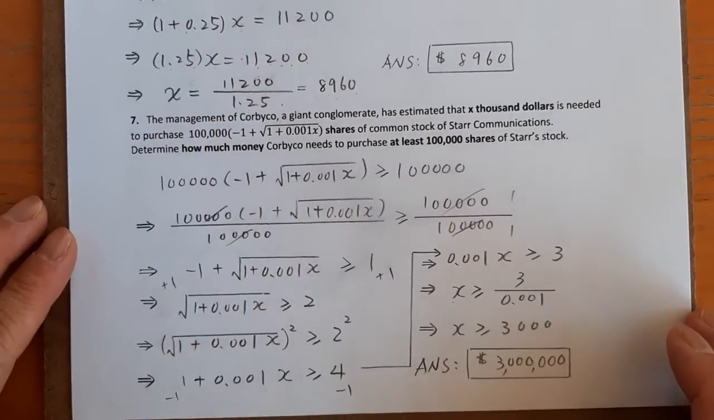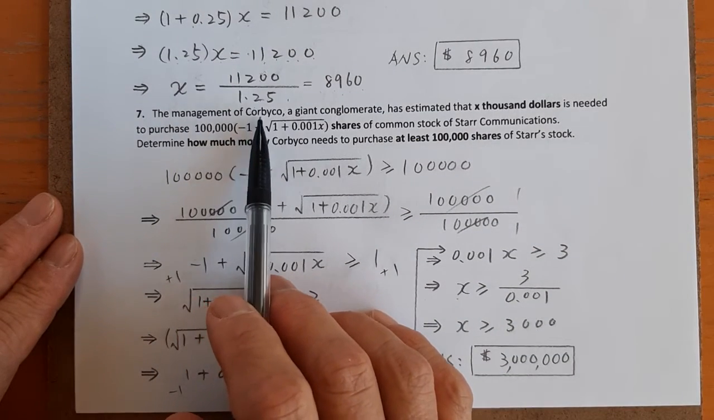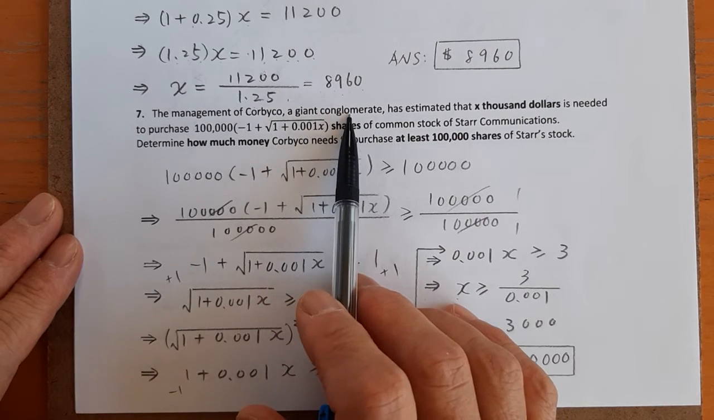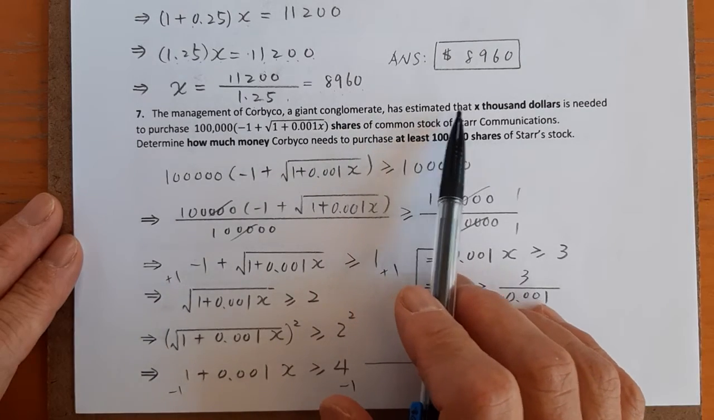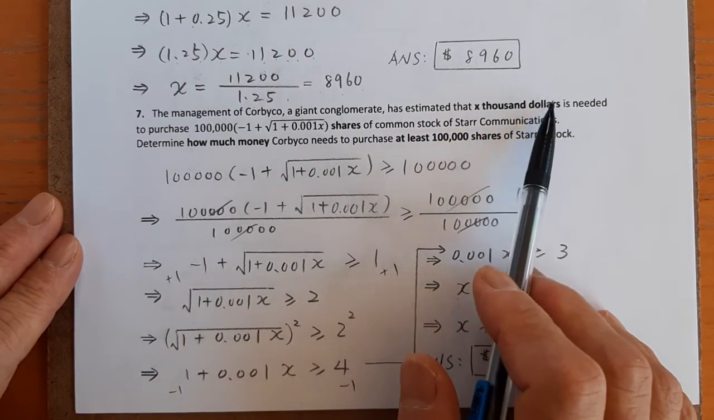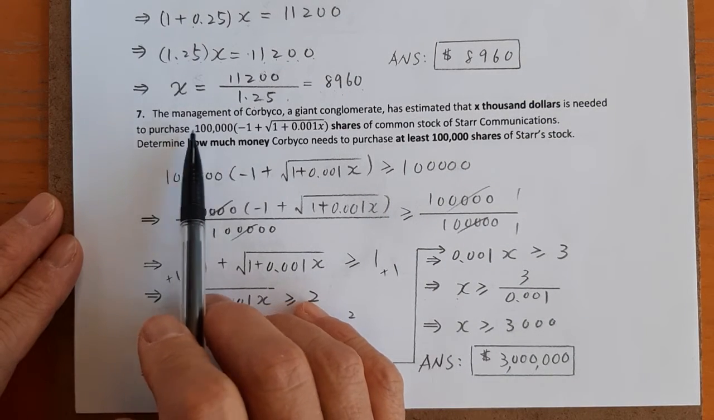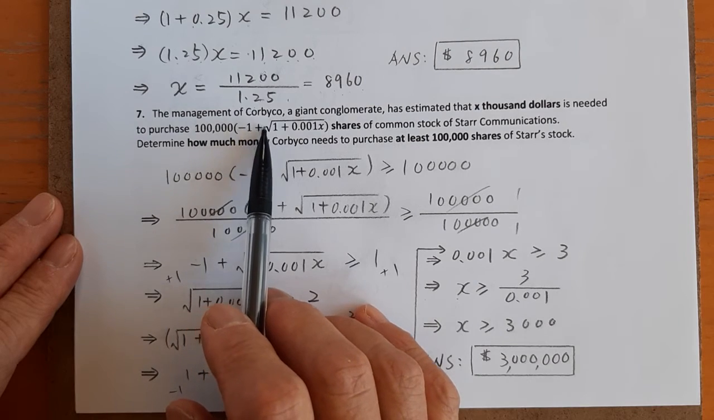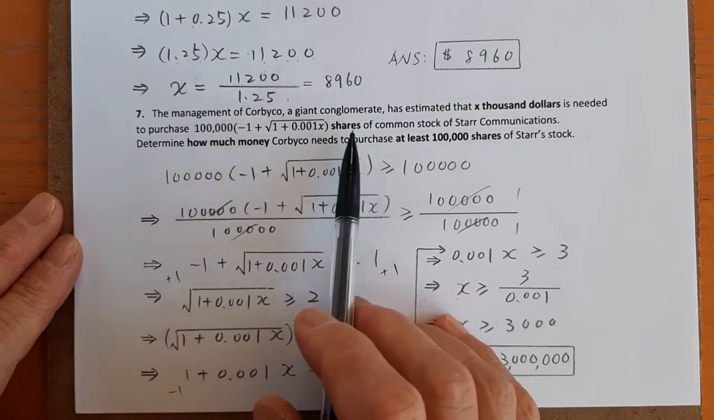And question 7. The management of Cobico, a giant conglomerate, has estimated that x thousand dollars is needed to purchase 100,000 times -1 plus square root of 1 plus 0.001x shares.